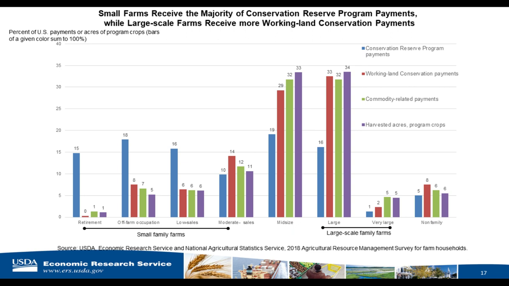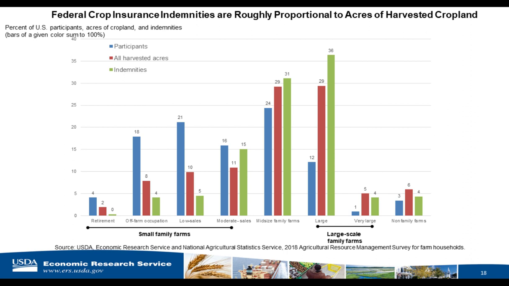So lastly, we are going to look at the distribution of crop insurance indemnities, acres harvested, and participation across farm typology. So this graph is similar to the previous one, in that the same colored bars should add up to 100%. Federal crop insurance insures farmers from yield or revenue losses due to events such as bad weather. Indemnities in the green bar are payments from crop insurance to compensate farmers for losses. These are roughly proportional to acres of harvested cropland. These payments are separate from the government payments shown in the previous figure.